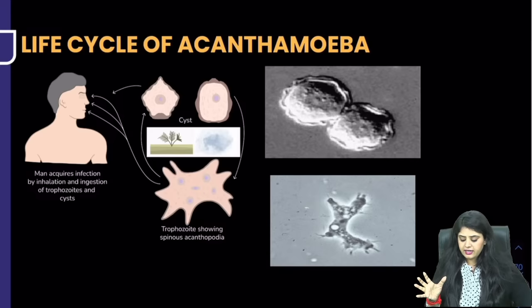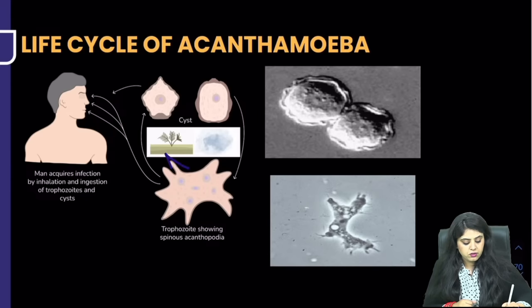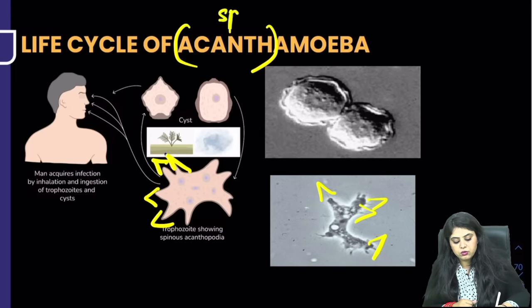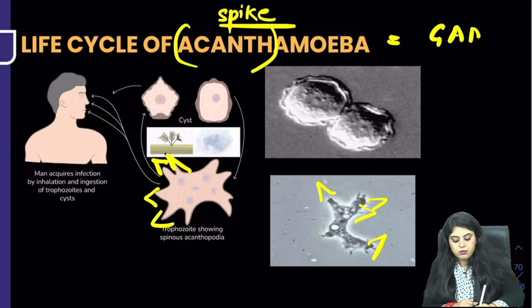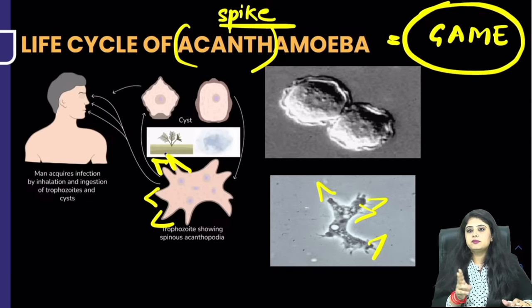Still, if you could not identify, ma'am, nahi samajh aaya, so many life cycles, could you still see this is the only one where spikes are coming out? This is the only trophozoite where you see spikes, because the word acantho means spike. Yes, that is how you could have identified it. What disease does it cause? Granulomatous amoebic meningoencephalitis.